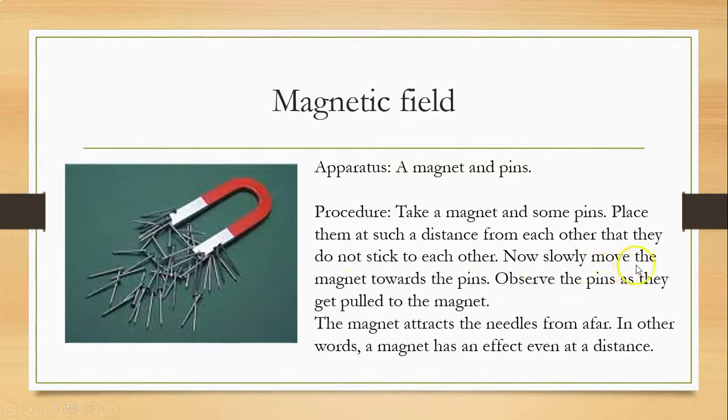Now slowly move the magnet towards the pins. Observe the pins as they get pulled to the magnet. The magnet attracts the needles from afar. In other words, a magnet has an effect even at a distance. My dear students, you must have done such a thing at home also. You have seen how the needles are attracted towards the magnet even from a certain distance.